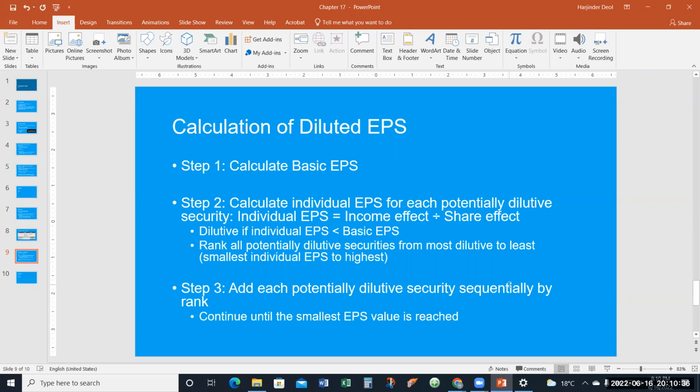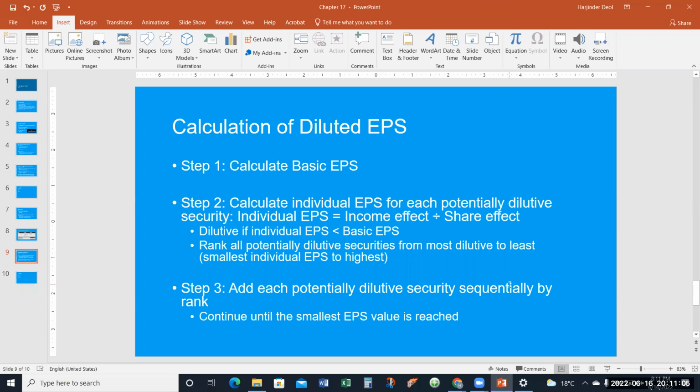And then the third step is to do the actual math. You start with basic earnings per share, and then you include each individually potentially dilutive security that you identified. Each of the potentially dilutive securities from step 2, you will include in the math one by one, starting from the most dilutive. It's an iterative process.